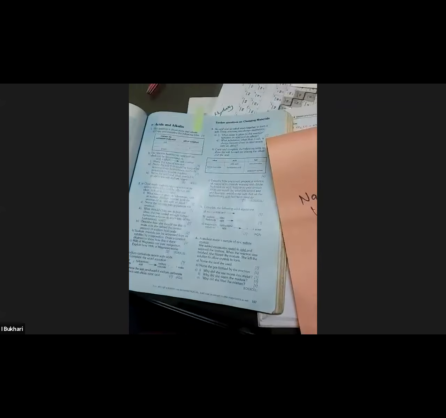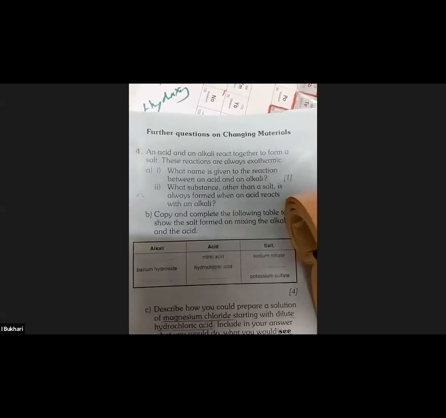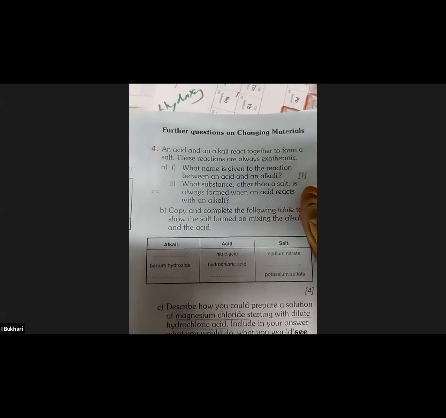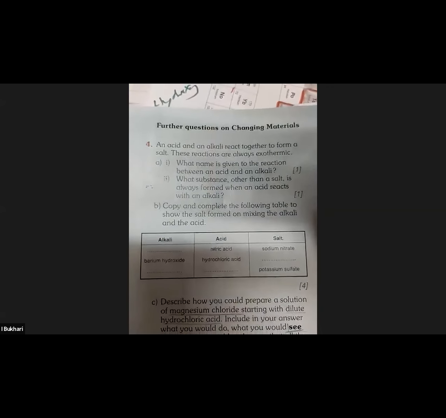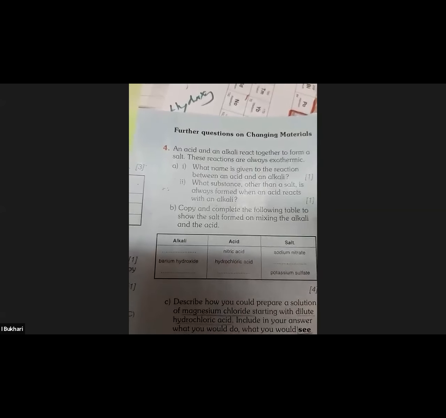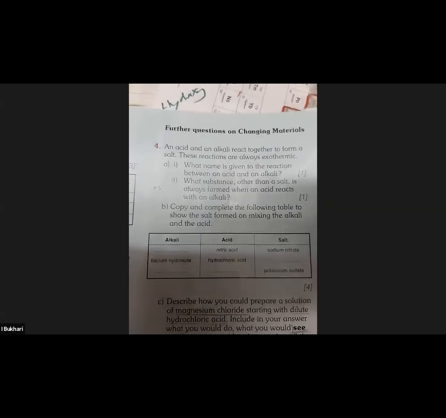Okay, question number 4. An acid and an alkali react together to form a salt. These reactions are always exothermic. What does exothermic mean? I just discussed with you. Exothermic means a reaction, right? Good job, Wajiha. You're learning very fast. Mashallah. Yes, exothermic means when heat is being released. A reaction that releases more heat than what can be absorbed, right?